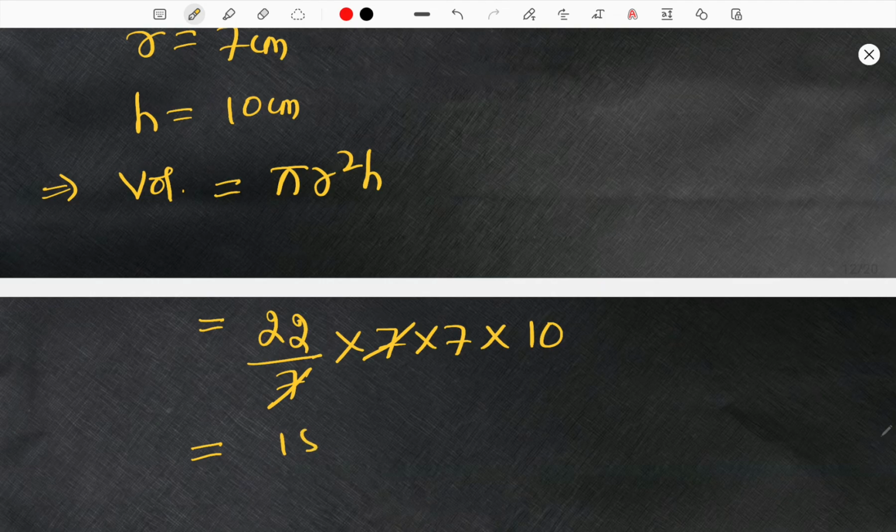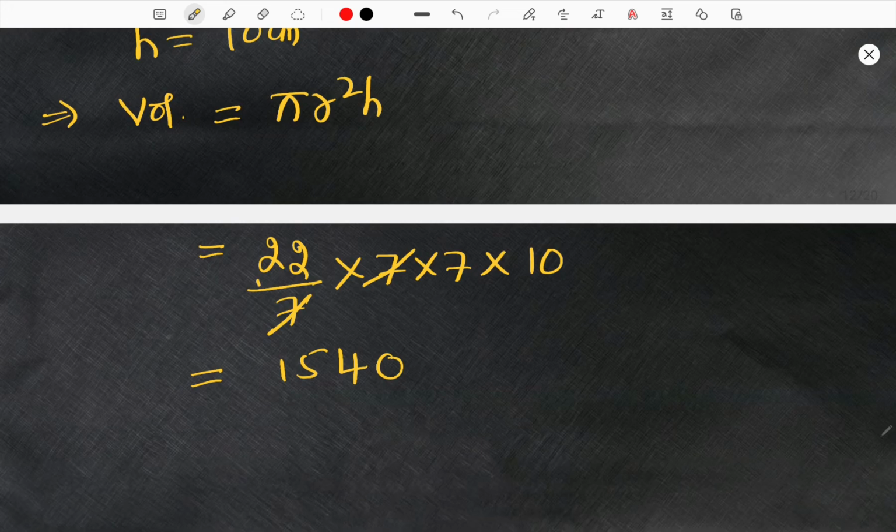22 sevens are 154. Otherwise you can do it in reverse also. 7 twos are 14, 1 is the carry, 7 twos are 14, 14 plus 1 is 15 and 0. So all are in centimeter, so that's why volume becomes in centimeter cube.